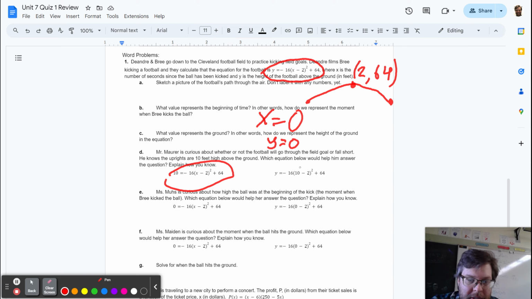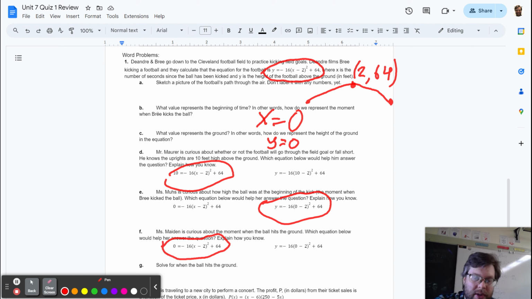Miss Moose is curious about how high the ball was at the beginning of the kick. That's a time. The beginning of the kick we just talked about was X equals 0. So I'm looking at the equation that has X equals 0. That's this one. Miss Maiden is curious about when the ball hits the ground. Well, we said the ball hits the ground is Y equals 0. So I want this equation because that has Y equals 0.